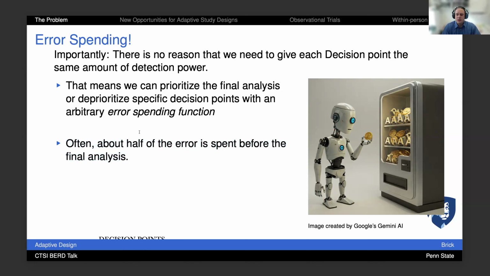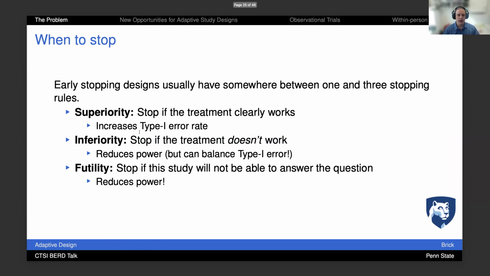This is a really cool arrangement in the end, and a lot of the work that's done is now done using some variation of an error spending function. Generally speaking, you're going to have somewhere between 1 and 3 of the following rules as your decision criteria when you hit each of those decision points. The most common one is a superiority rule. That is, if it's clear that your treatment already works, there's no reason to keep asking. We're just going to roll with it.